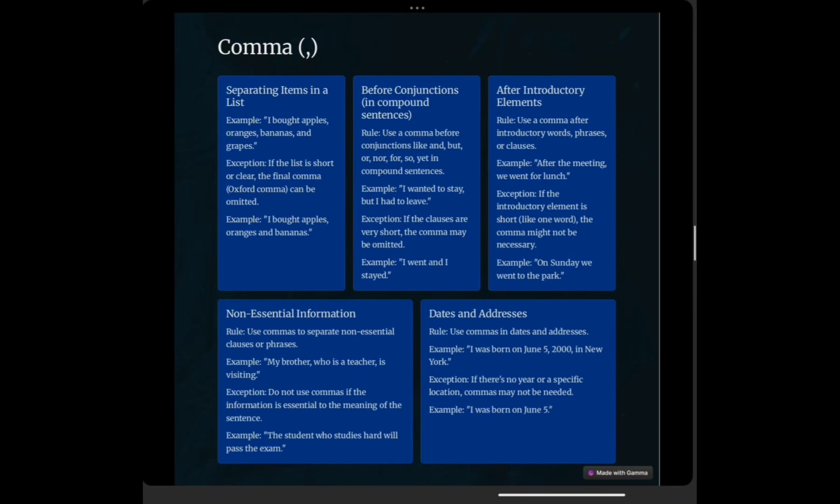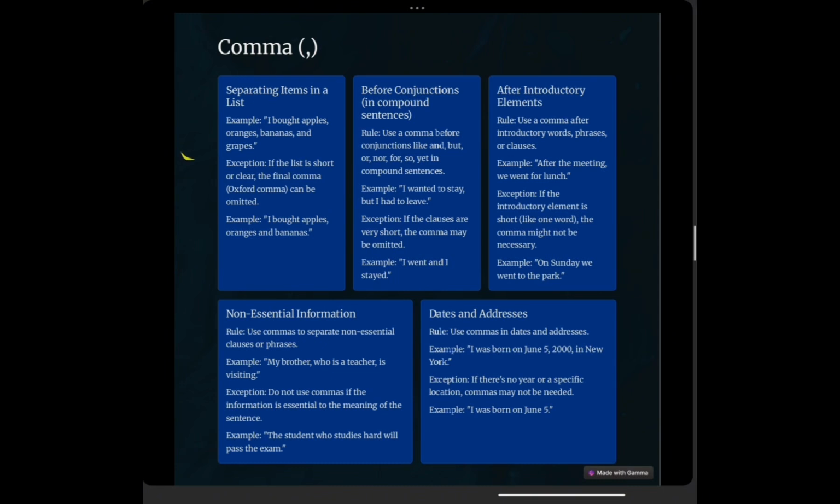For example, "I wanted to stay, but I had to leave." But if the clauses are too short, the comma may be omitted, such as "I went and I stayed." We also use commas after introductory elements such as "After the meeting, we went for lunch." But the exception is if the introductory element is short, like one word, the comma may be omitted. "On Sunday, we went to the park."